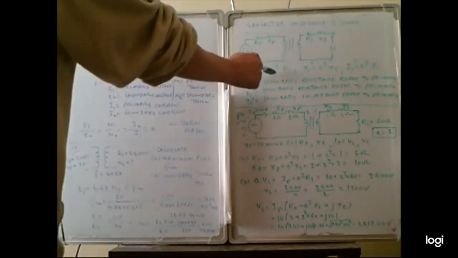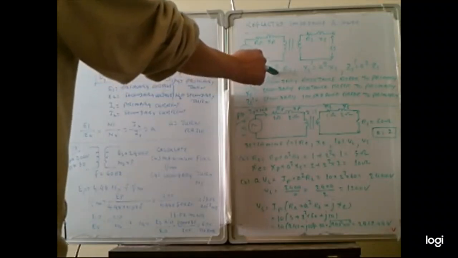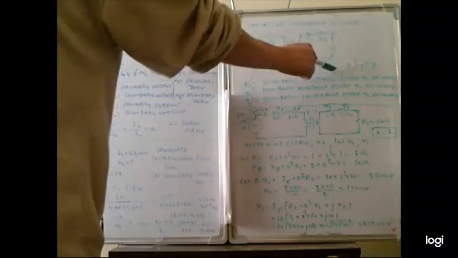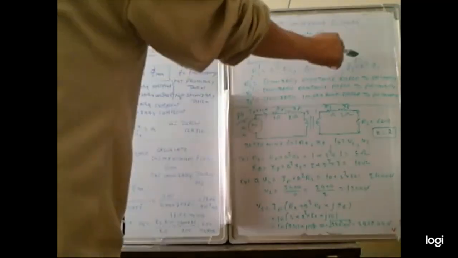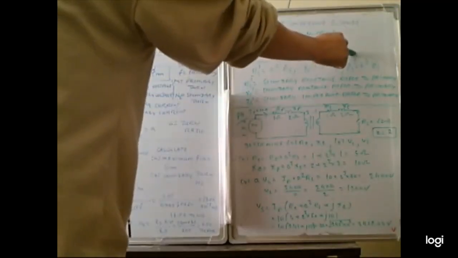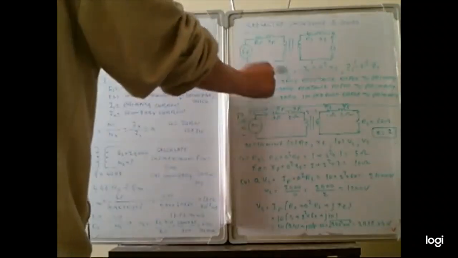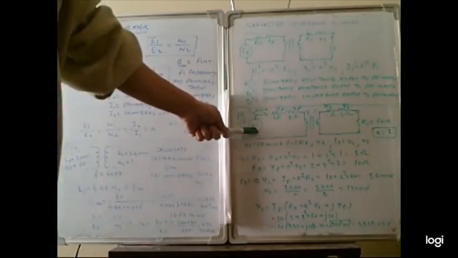R2' is equal to secondary resistance refer to primary, A squared R2. X2' is secondary reactance refer to primary, A squared X2. Z2' secondary impedance refer to primary, A squared Z2. This is called as secondary resistance, reactance, impedance refer to primary. We can calculate by this equation.